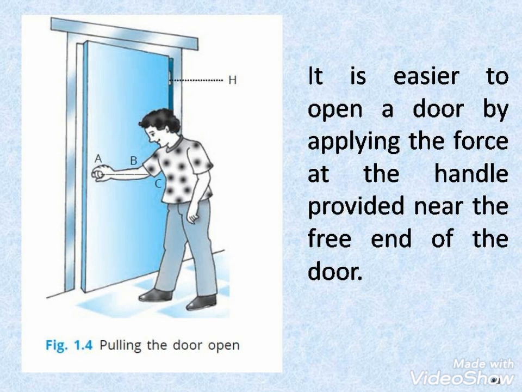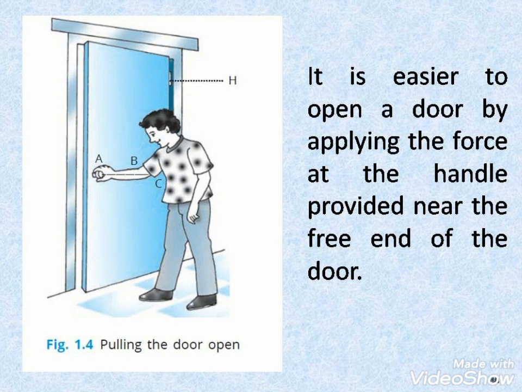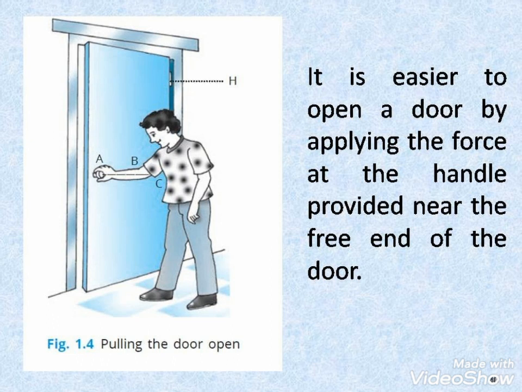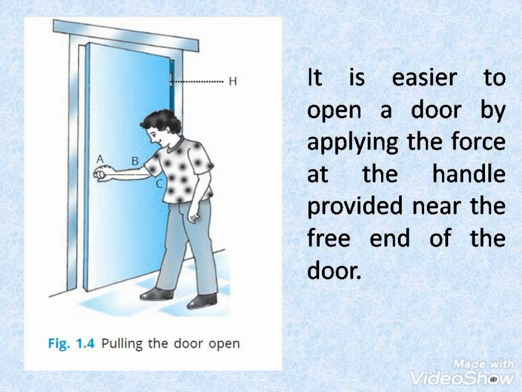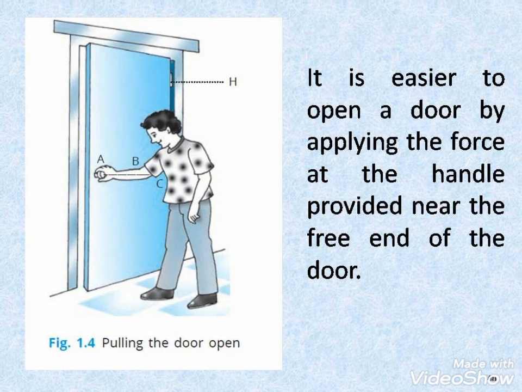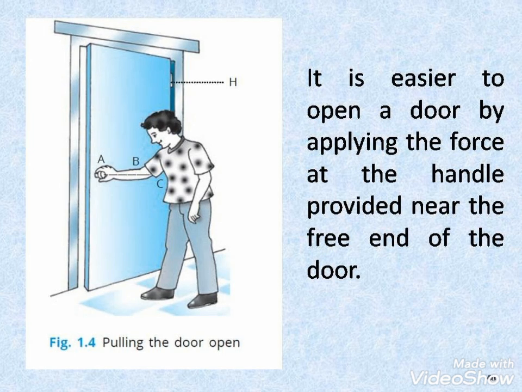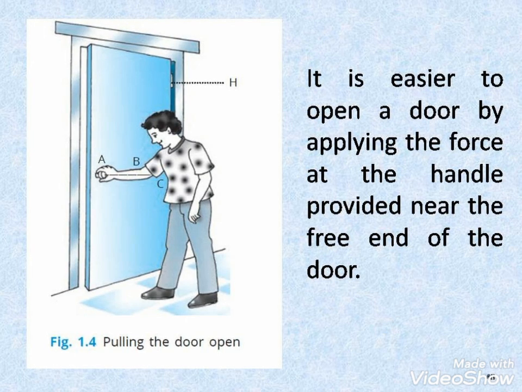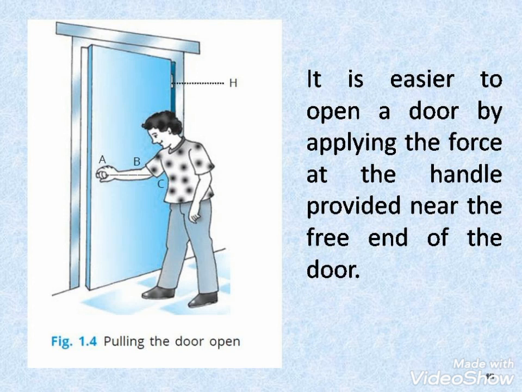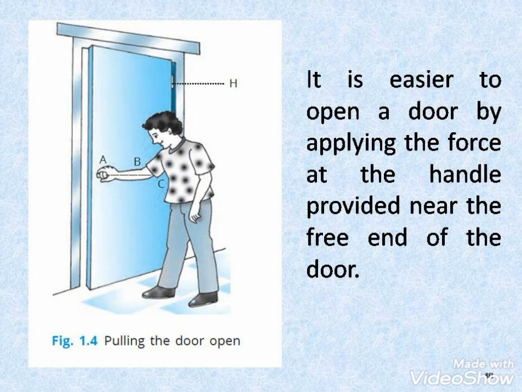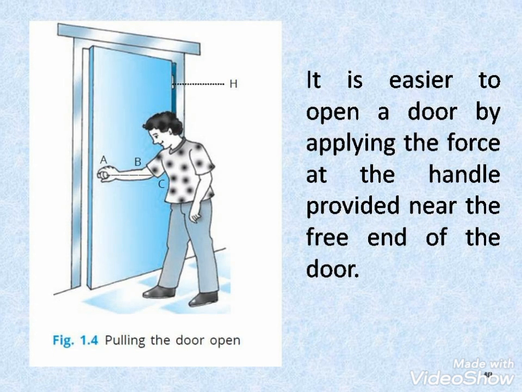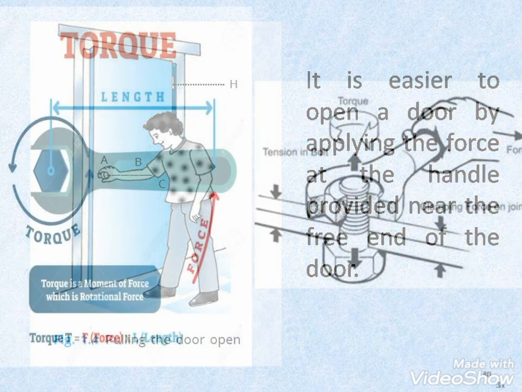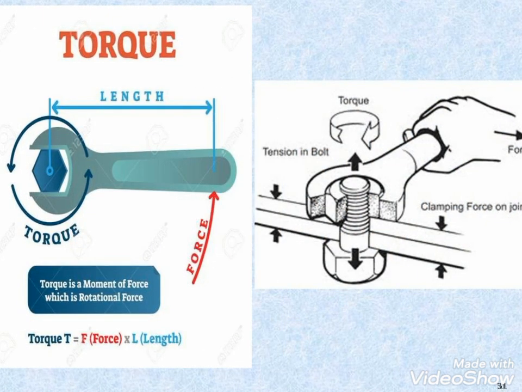The second one is distance. If I am applying force at the handle, that means at the end of the door, then it will be easier for me to open because the distance from the axis of rotation is more. Whereas if I come closer to the hinge, then it will be difficult for me to open the door. So to have more torque, the distance should be more or the force should be more.